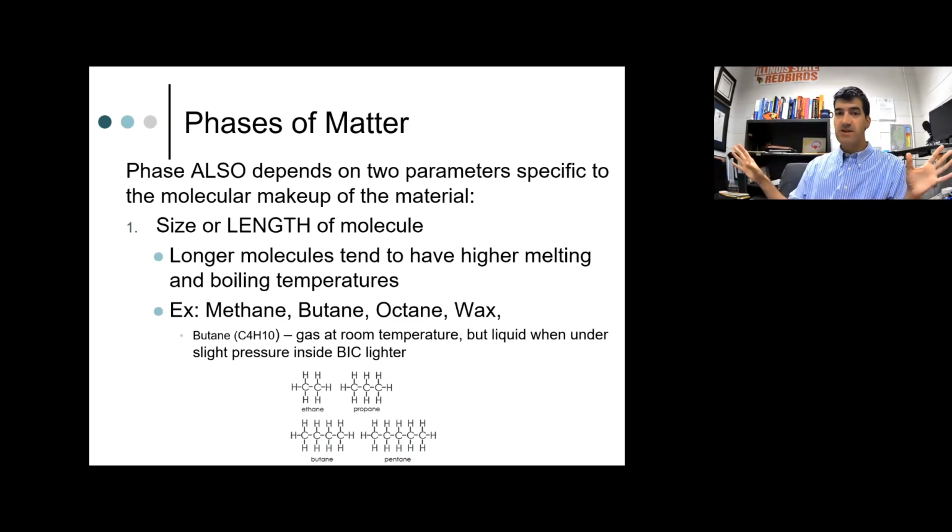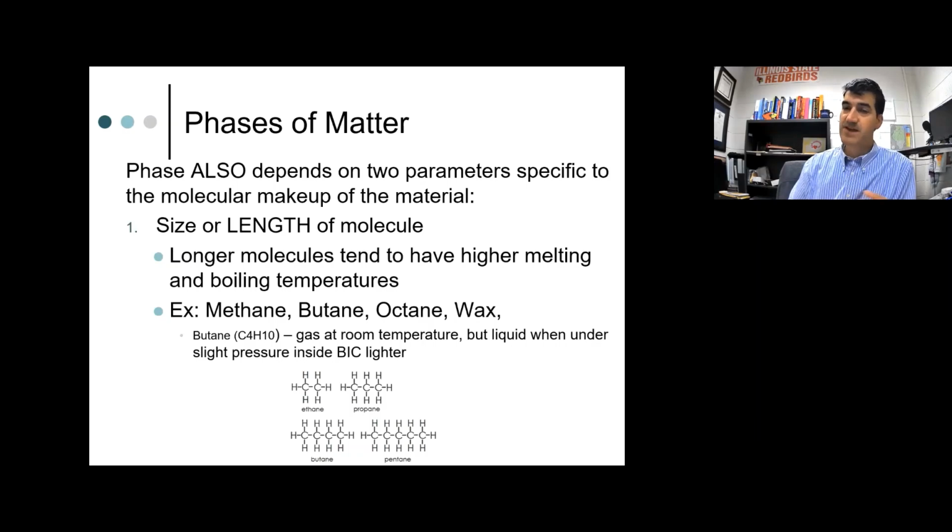So all else being equal, if you have longer molecules, then they tend to have higher melting and boiling temperatures because they have stronger intermolecular bonds between the molecules, which means that to break those bonds and to cause it to melt or to cause it to turn into a gas, you need to break those bonds through adding thermal energy. So it takes more energy to break those bonds, the stronger they are, and the longer the molecule, the stronger those intermolecular forces. All right.